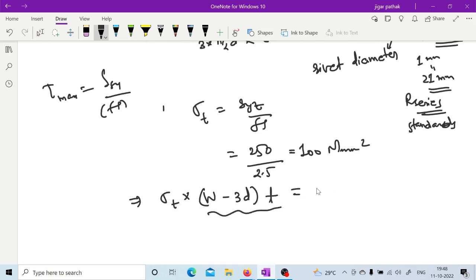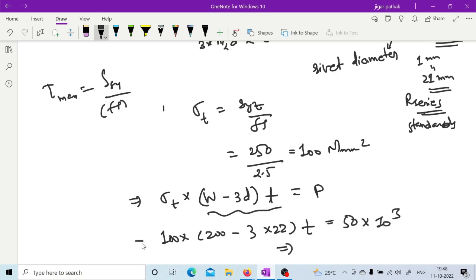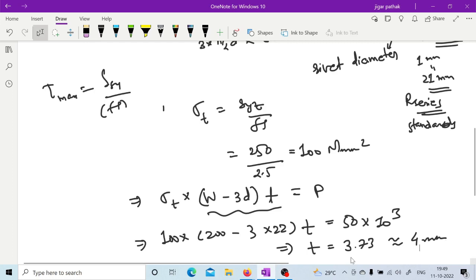So sigma T into this area is equal to P. Sigma T you have calculated as 100, W you know is 200, minus 3 times rivet diameter which you know is 22, thickness of plate you have to calculate, P you already know is 15 into 10 raised to 3. So this will give you the thickness. So what is the thickness? Can you tell me? Sir, it is around 3.73. 3.73 can be converted or taken as 4 mm.